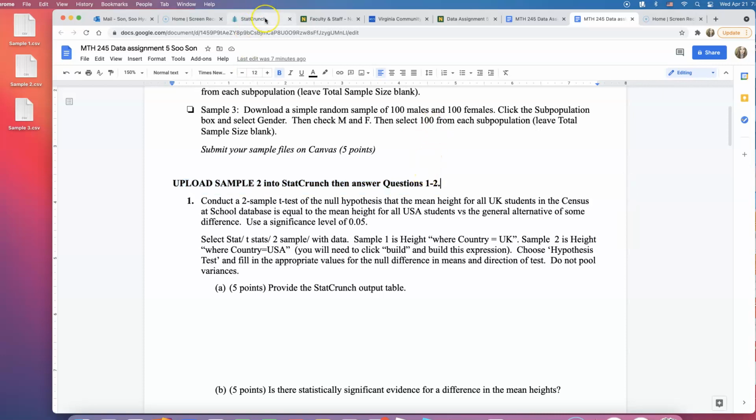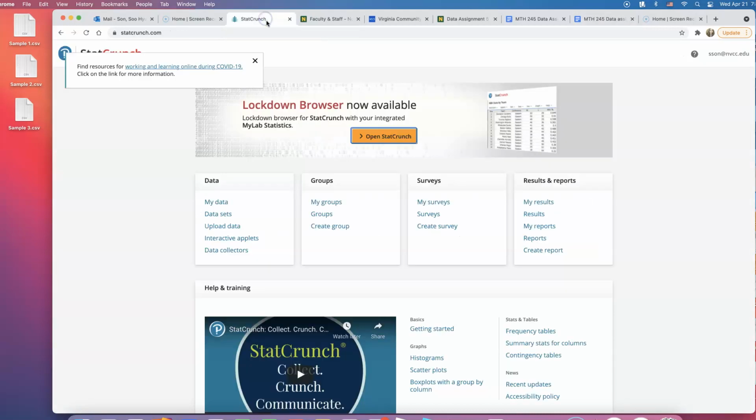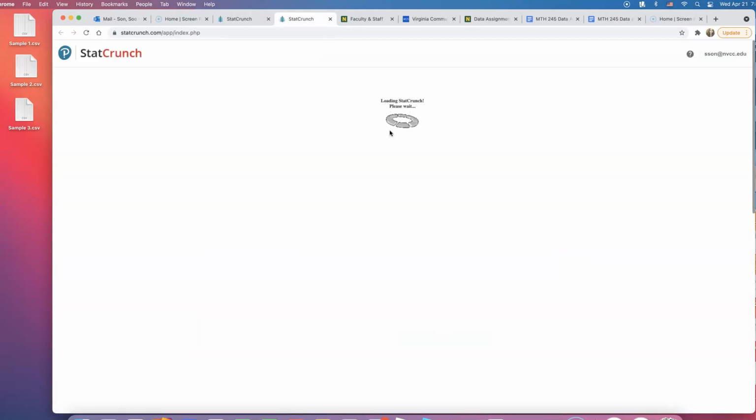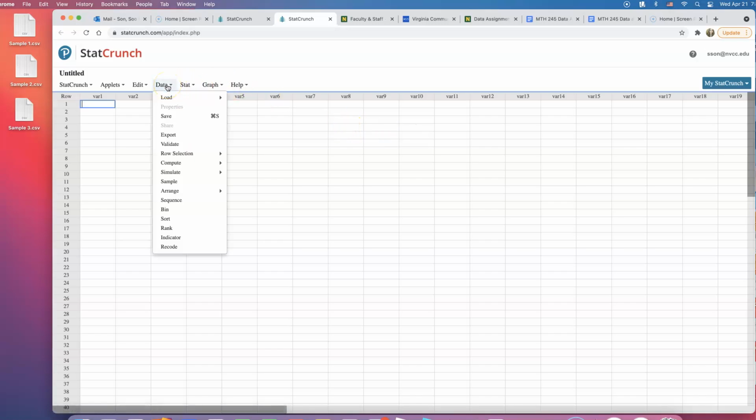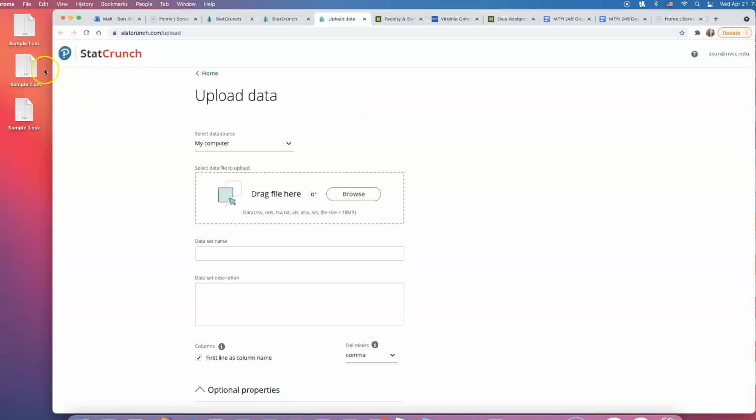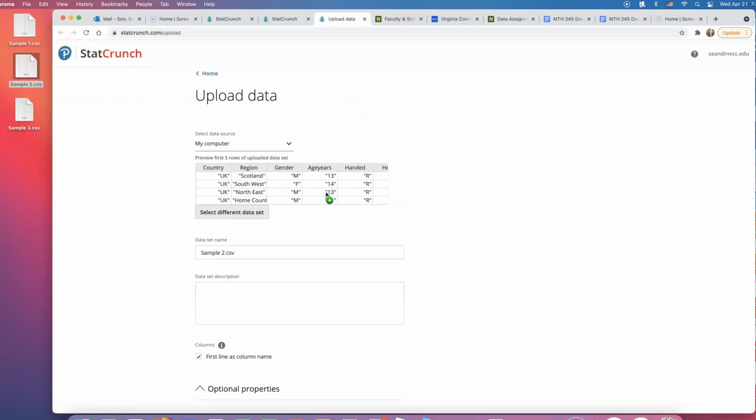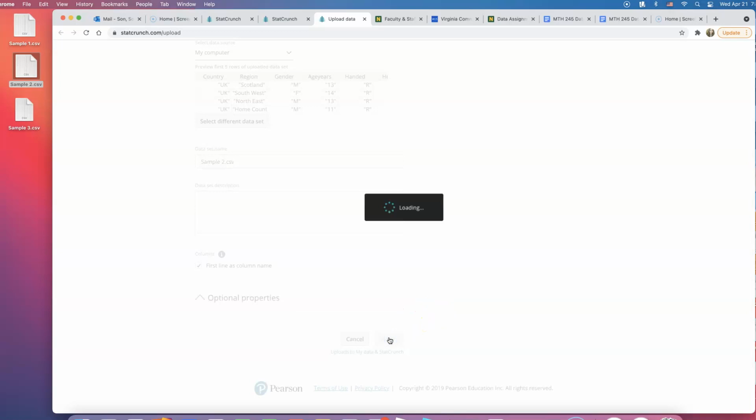Alright, so I have StatCrunch open right here. I'll go to data, load, and click on or go to from file, and on my computer I'll drag sample number 2. That's the one with UK and USA, right? Okay, and then I'll go ahead and do upload.